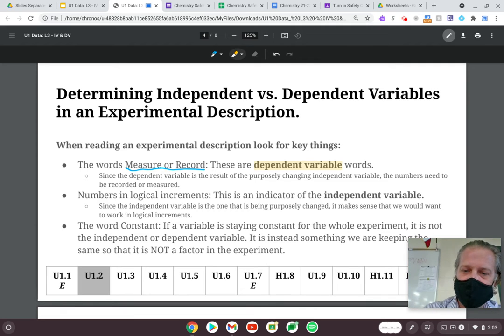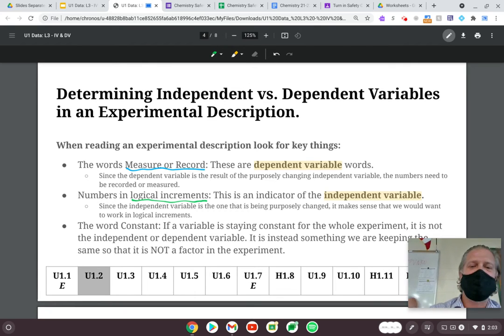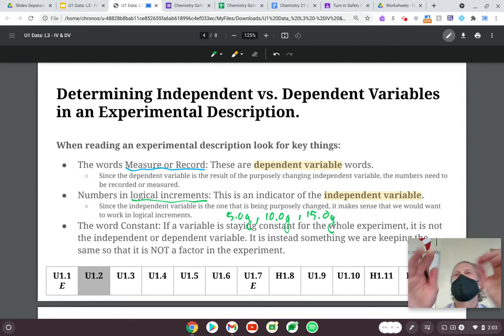The independent variable usually has some type of logical increments. Like I said before, it might be like 5.0 grams, and then 10.0 grams, and then 15.0 grams. Those are very easy for the experimenter to manipulate and change. And it's usually somewhat logical in terms of how they're changed, okay?